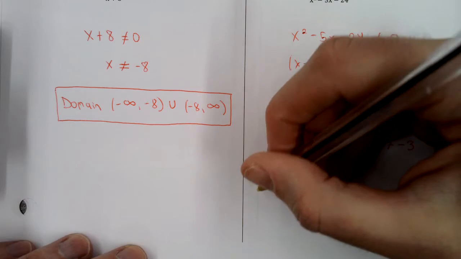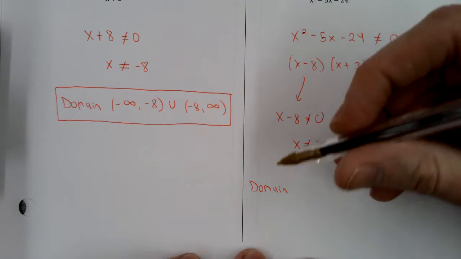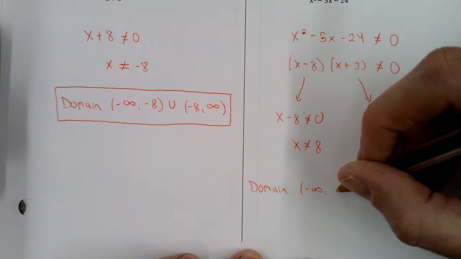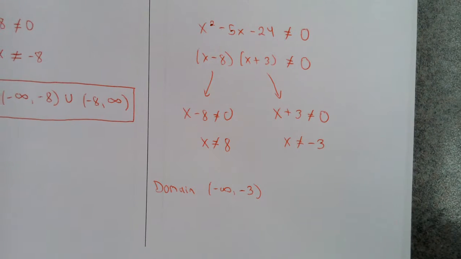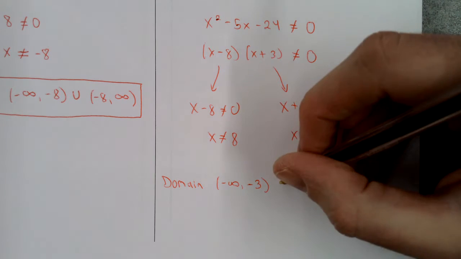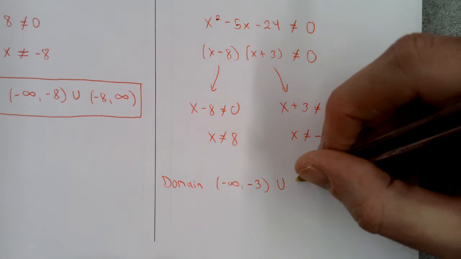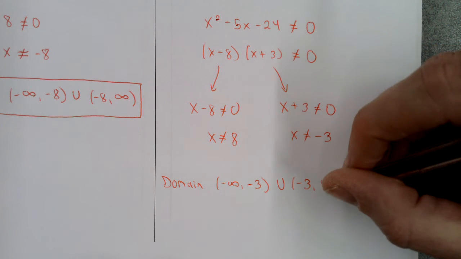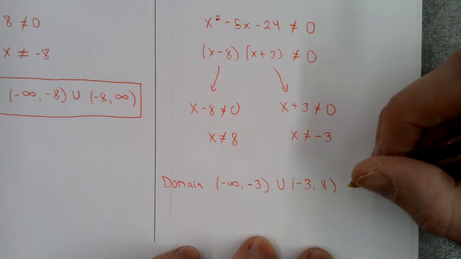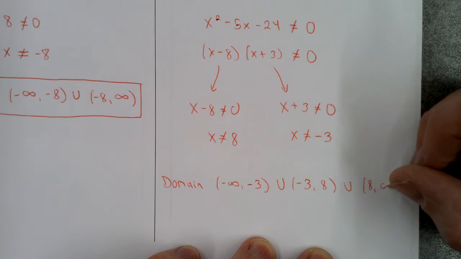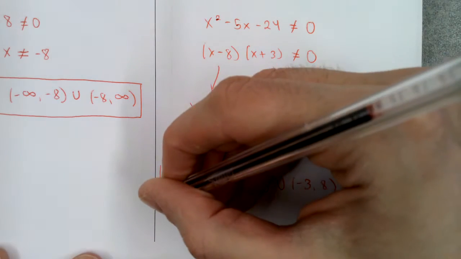Here's my domain. I'm going to write it in interval notation. The domain goes from negative infinity up to negative 3. But it's not including negative 3, so I'm going to put a parenthesis next to it. Then the domain goes from this point up to 8, not including 8, and not including negative 3. So negative 3, parenthesis 8, both in parentheses because they're not included in the domain. And then the domain continues from 8 up to infinity, but not including 8, so I put a parenthesis next to the number 8. This is the domain.